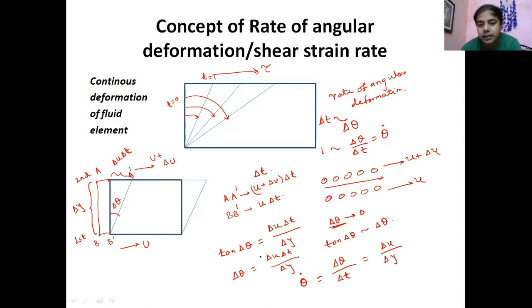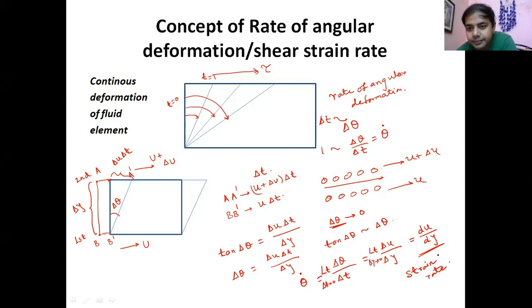Now we take the limiting condition: delta t tends to 0 and delta y tends to 0, considering very small amounts. So theta dot in the limit is du by dy. It looks like a velocity gradient, but it is better to say the strain rate.